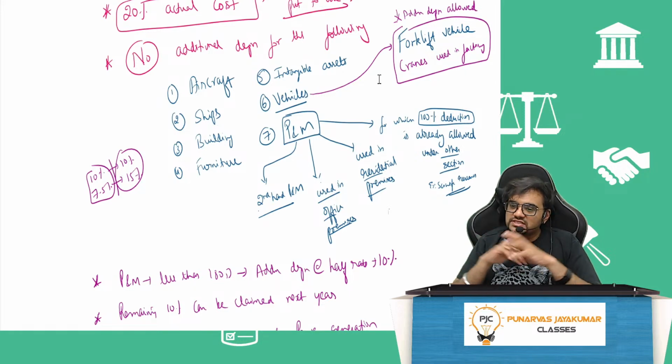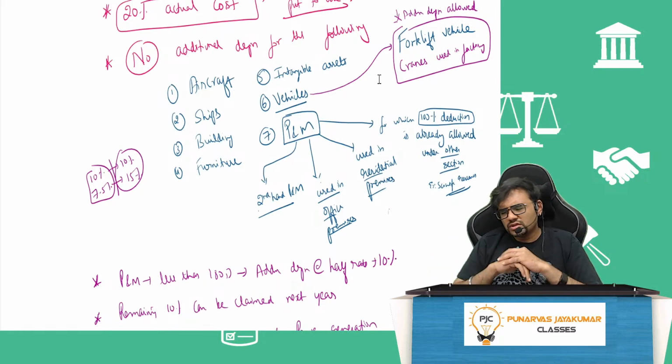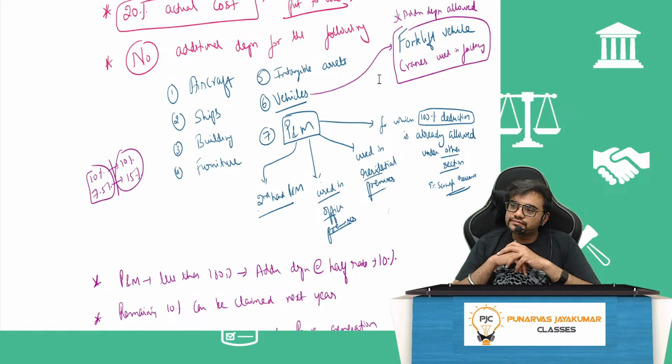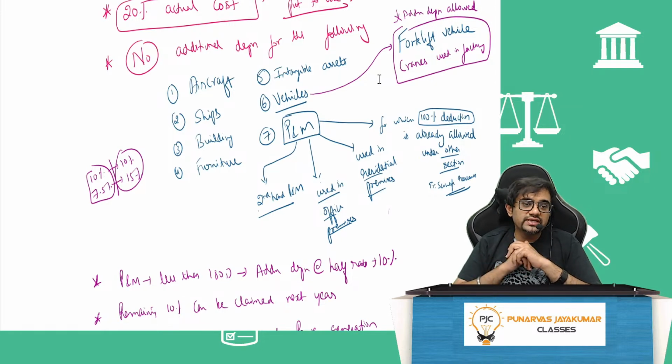So as far as vehicles are concerned, if they tell you forklift vehicle, the forklift vehicle will lift all the items in the factory, or big cranes or JCBs used in the factory. Will you get additional depreciation on that? Yes. Why? Because it's used in the factory. So you should be careful what they are asking.